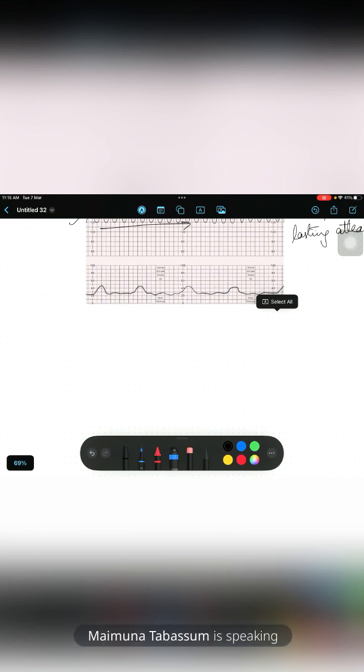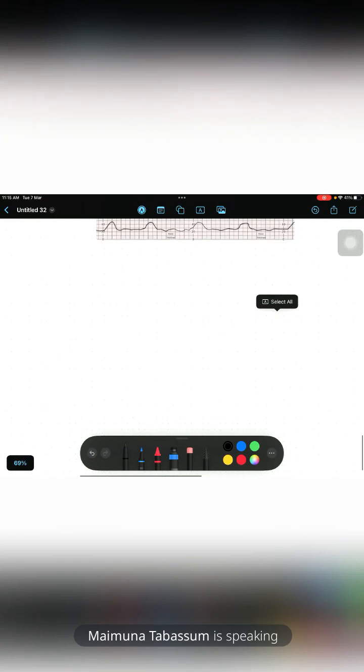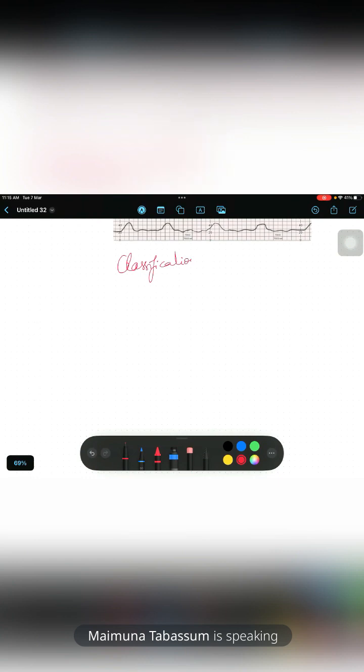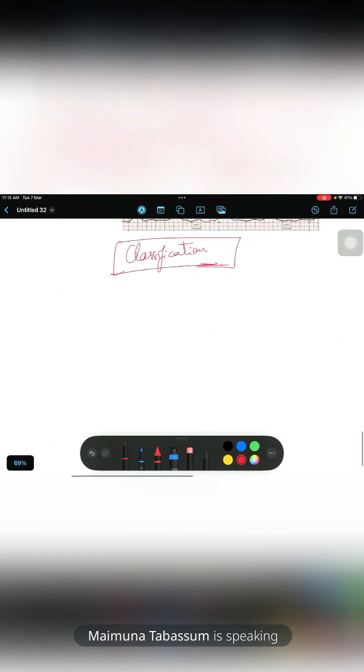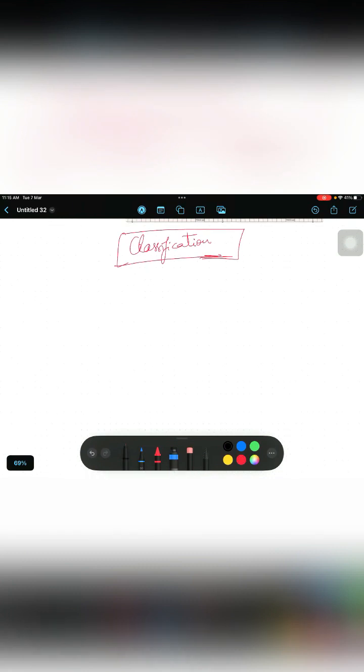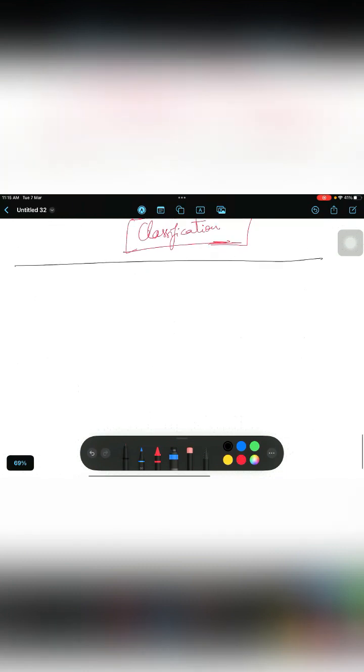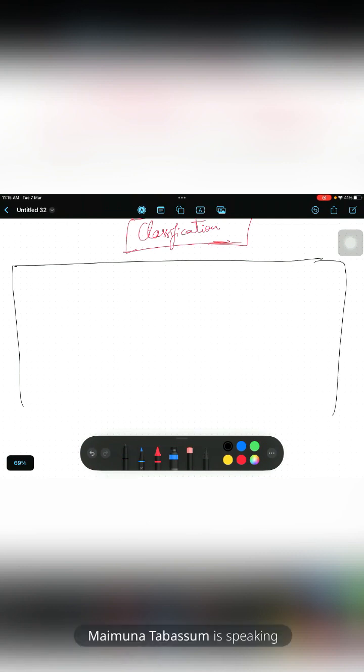Then, what is the classification of the NST? The classification of the NST is very important. By this, you will be deciding how to deliver, when to deliver, or how to progress the labor. You can identify it. So coming to the classification, everything will be recording.